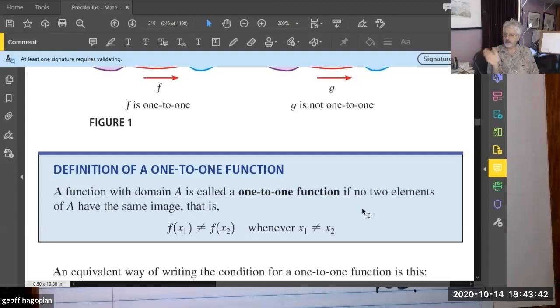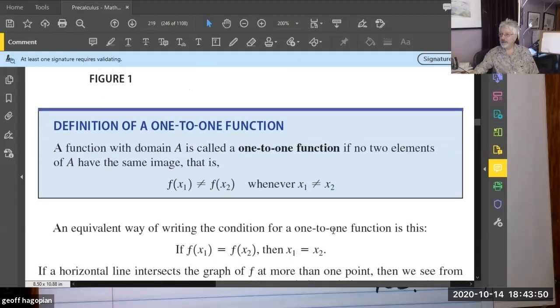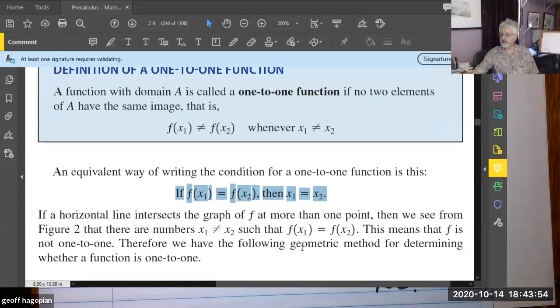Another way to say that is the outputs are the same if and only if the inputs are the same. You see that both of those work, right? They also make the point that another way of saying the same thing is that if the outputs are equal, then the inputs are equal. In fact, the outputs are equal if and only if the inputs are equal.